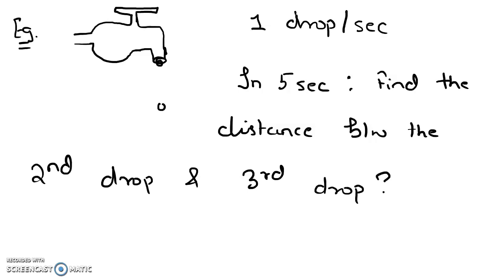Okay. You just need to find the drop that is coming every 1 second. In 1 second, the drops are generating out of the tap. So I need to find the distance between the second and the third drop. Okay, let's move.